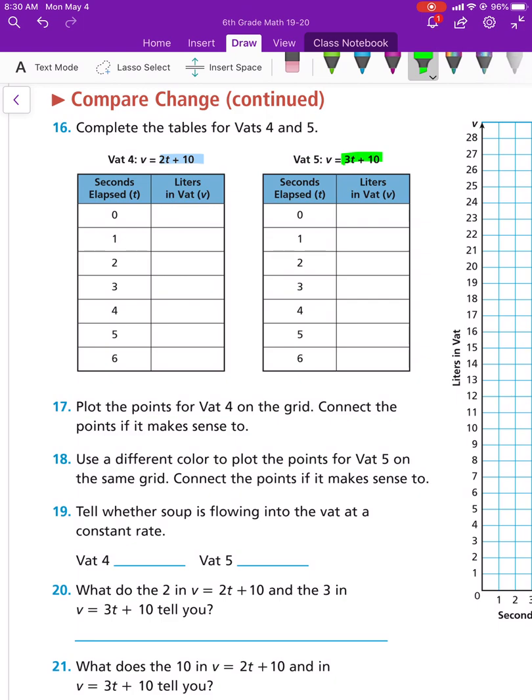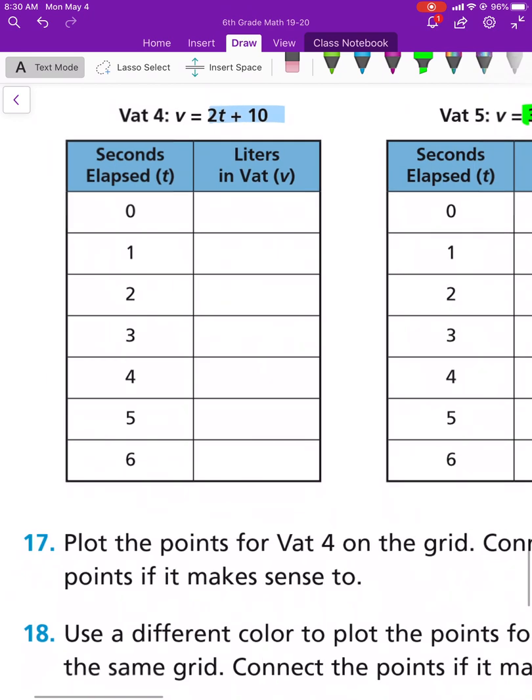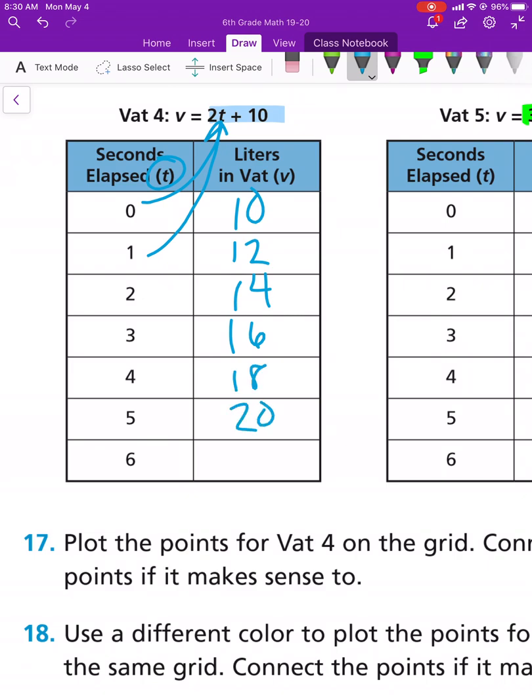Let's check it. So let's do some plugging in and some math because it's fun. Okay. So if I have 0 times 2, remember I'm just plugging this in here and I know that because this is t. Okay, 0 times 2 is 0 plus 10 is 10. 1 times 2 is 2 plus 10 is 12. 2 times 2 is 4 plus 10 is 14. You get the drift, right? 16, 18, 20. Let's check it with 6. 6 times 2 is 12. Plus 10 is 22. And yep, that's a good pattern.